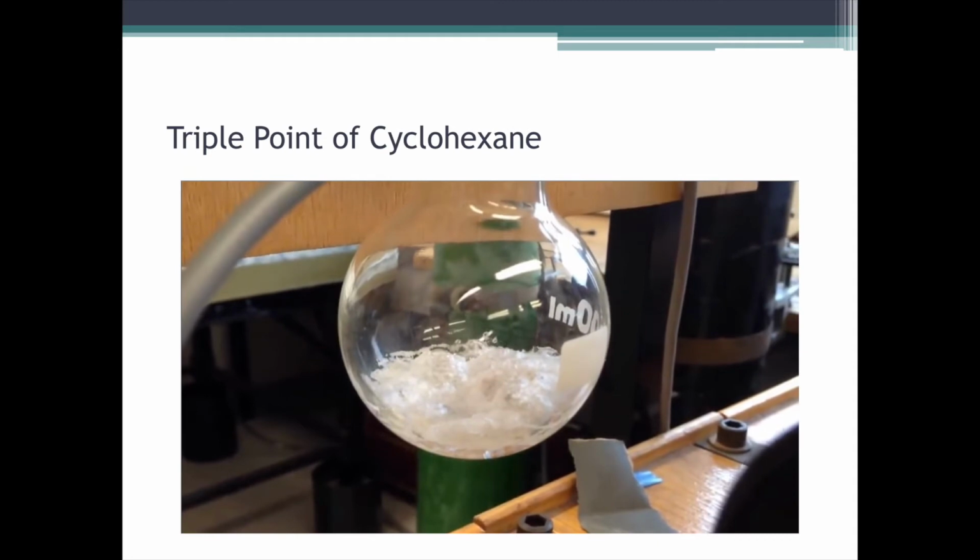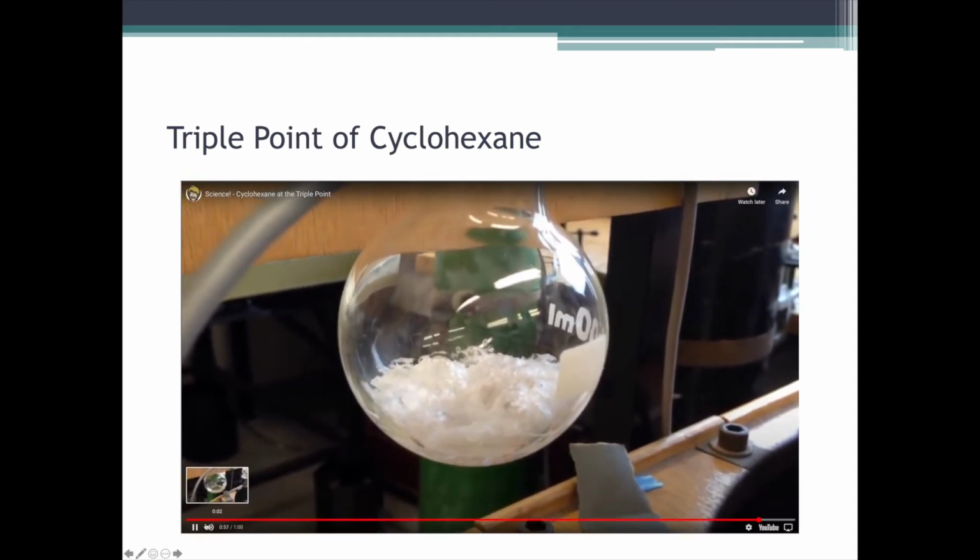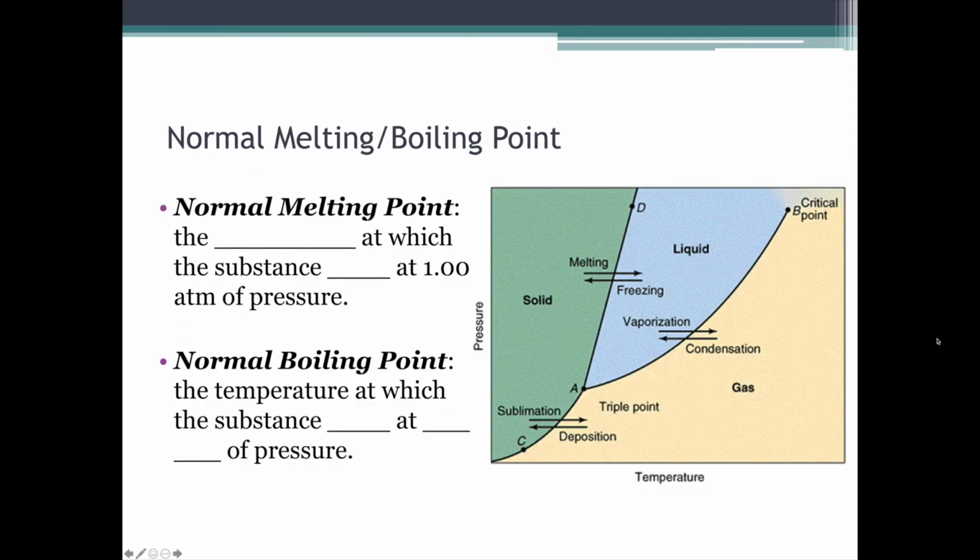So that is what a triple point looks like, which is very cool. Now, we can also find the normal melting and boiling point based on a phase diagram. Now, I say normal melting and boiling point. The normal melting point is the temperature at which the substance melts at exactly 1 atmosphere of pressure. So this is talking about the melting point at sea level is the normal melting point.